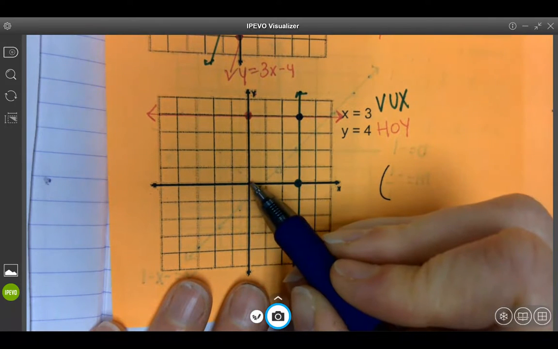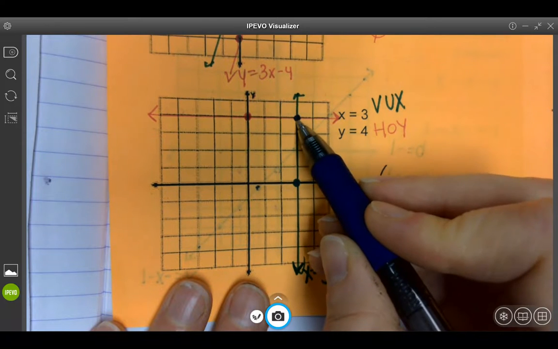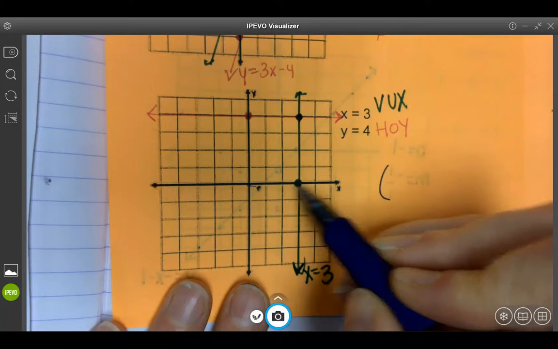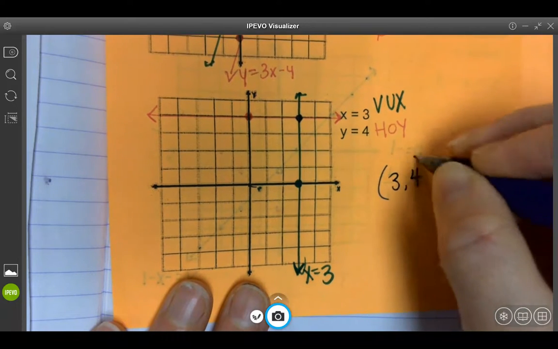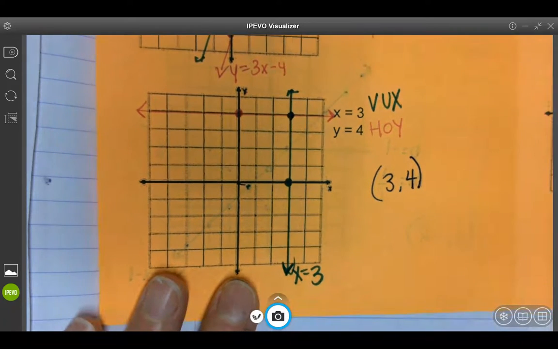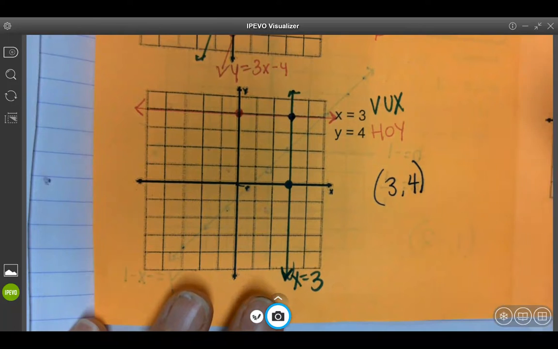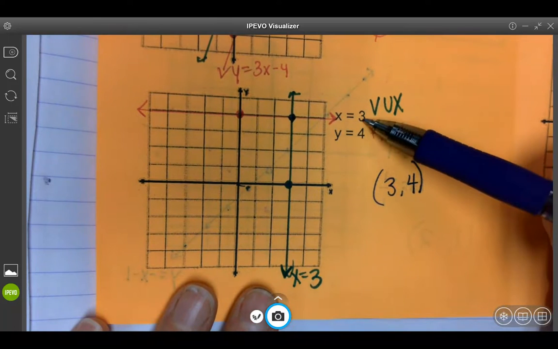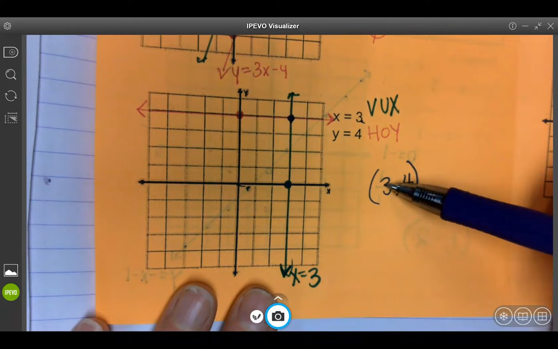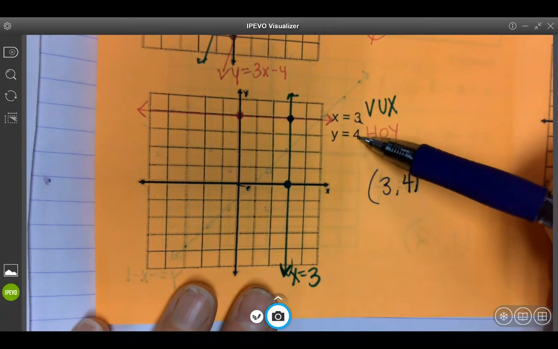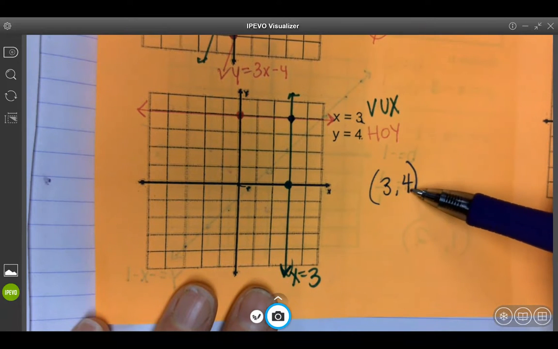So start at the origin. To find the location of this point, we would walk and then climb. So 3, 4. And this works for horizontal and vertical lines. Look at what x is. 3. What's the x value of our solution? 3. Y is 4. What's the y value of our solution? 4.